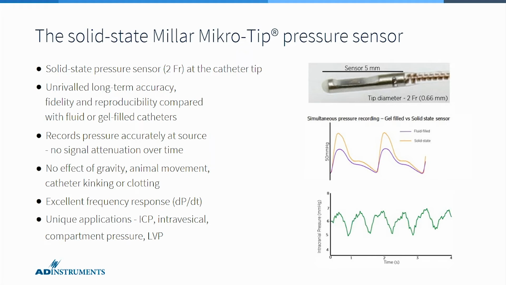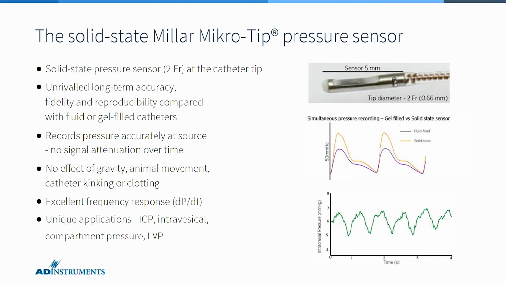With a gel or fluid-filled catheter, you're relying on the transmission of that pressure waveform along the catheter to a transducer that's located in the telemeter body. And that can introduce effects of gravity, animal movement, and obviously you run the risk of that catheter bending or a blood clot forming in that catheter, causing your signals to disappear. And all of that's removed with this solid state technology from Millar, meaning that you can record really accurate pressure waveforms with the Kaha Sciences rat pressure telemeters over a really long period of time.